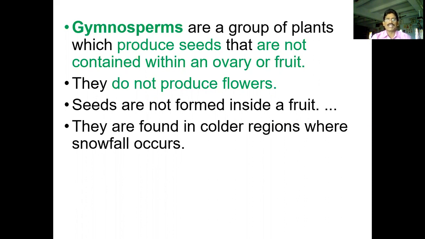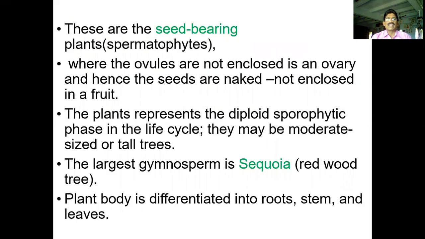They do not have any flowers, but they have cones. They are known as male cones and female cones. Seeds are not formed inside a fruit. They are found in colder regions where snowfall occurs. These are the seed-bearing plants. They are known as spermatophytes, where the ovules are not enclosed in the ovary, and hence the seeds are naked, not enclosed by fruits.